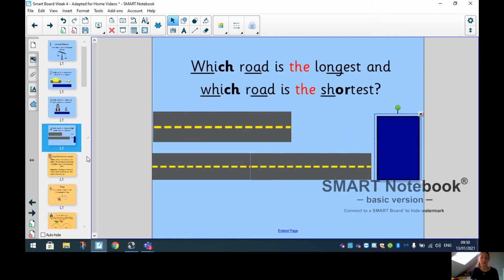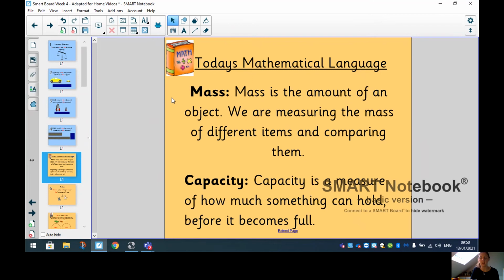Okay, let's have a look at our mass vocabulary today. So we're going to look at the word mass. A mass is the amount of an object. We are measuring the mass of different items and comparing them, so we have just done that already in our starter activity. Next, capacity. Capacity is a measure of how much something can hold before it becomes full.